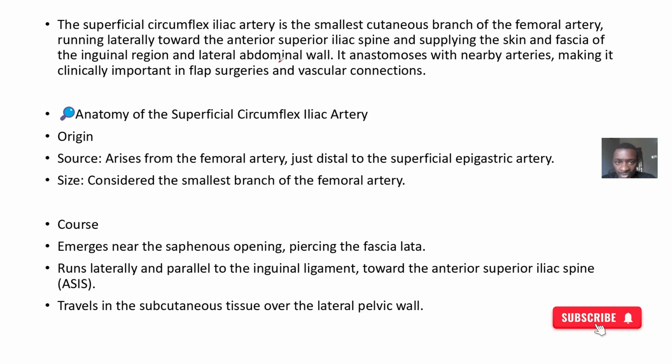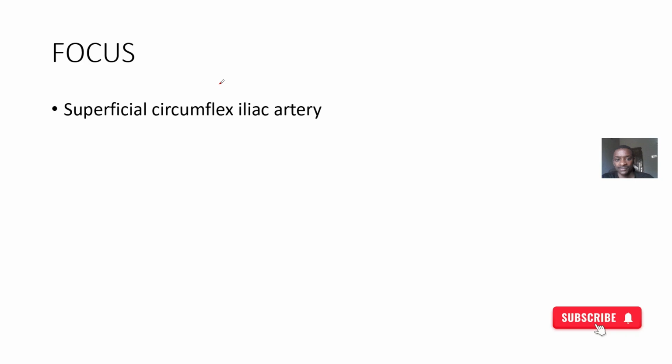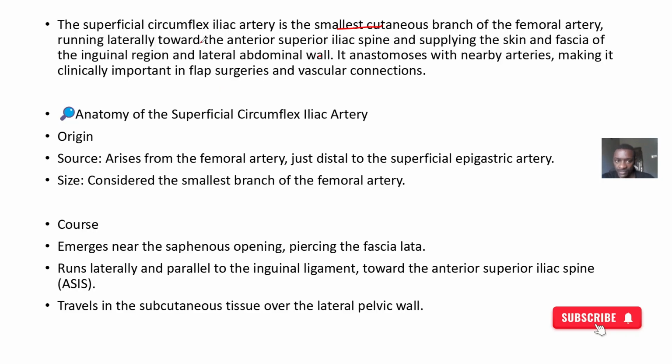Okay, so for this artery, we say that it's the smallest cutaneous branch of the femoral artery. We see that this main thing is the femoral artery, and of course the superficial circumflex iliac artery is actually a branch of it. So that it runs laterally towards the anterior superior iliac spine, and it supplies the skin and fascia of the inguinal region and the lateral abdominal wall.